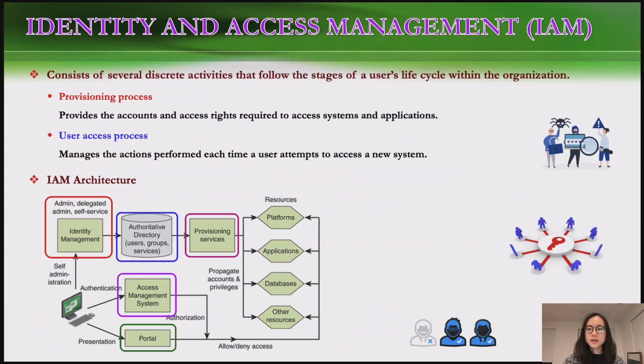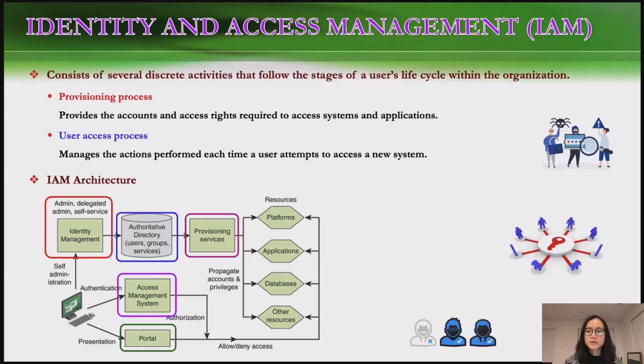According to SGP, identity and access management typically consists of several discrete activities that follow the stage of a user's lifecycle within an organization. These activities fall into two categories: provisioning process and user access process. Provisioning process provides users with the accounts and access rights that they require to access systems and applications. User access process manages the actions performed each time a user attempts to access a new system, such as authentication and sign-on.